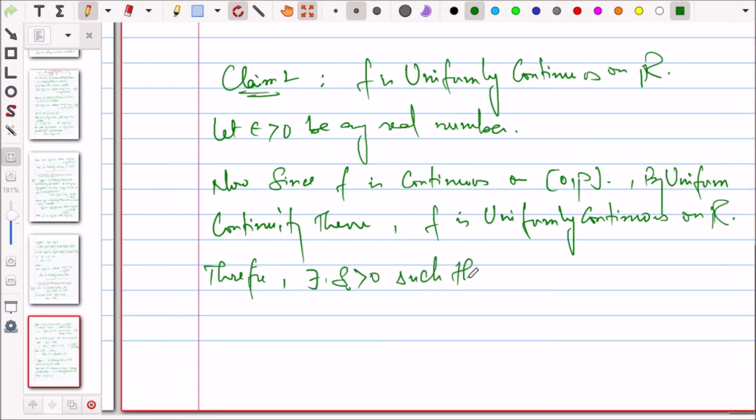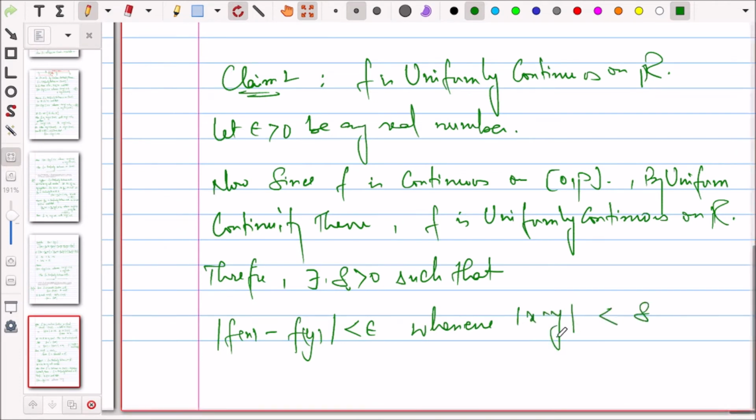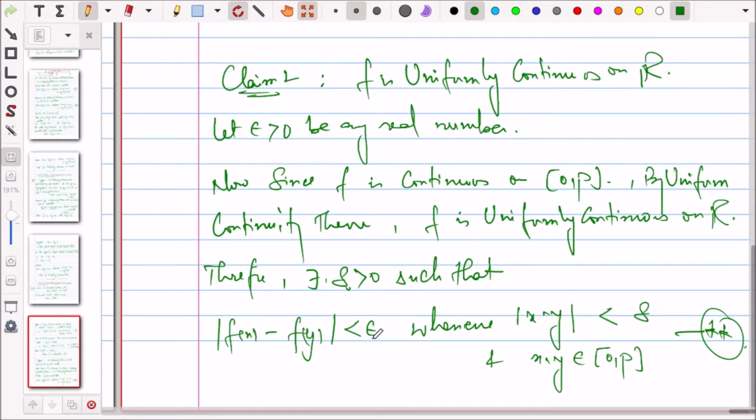such that |f(x) minus f(y)| is less than epsilon whenever |x minus y| is less than delta and x, y belong to the interval [0, p]. So mark it as double star. Now there exists delta greater than 0 such that |f(x) minus f(y)| is less than epsilon whenever |x minus y| is less than delta and x, y belong to [0, p].